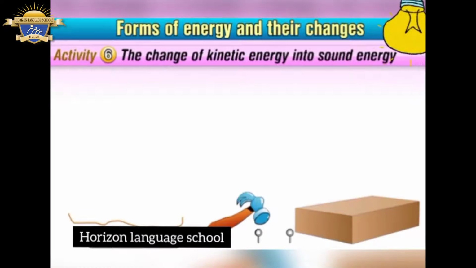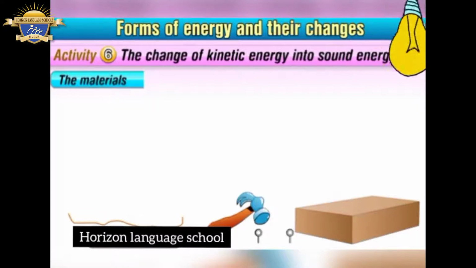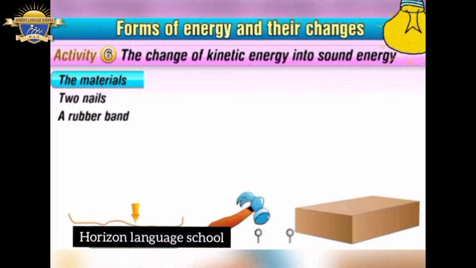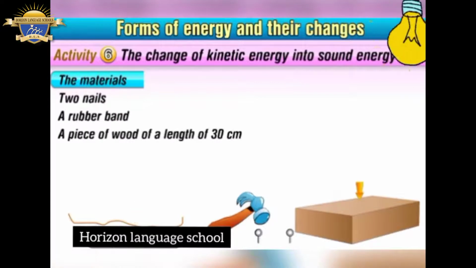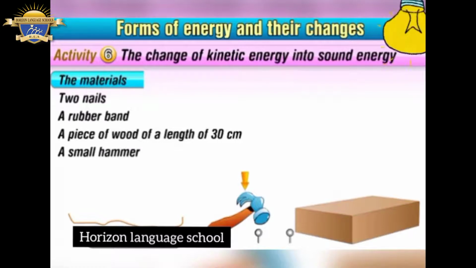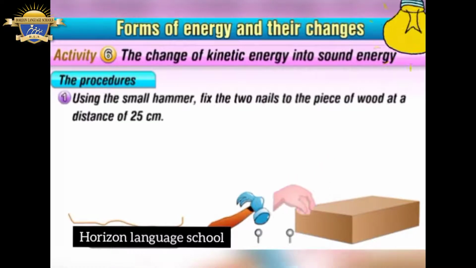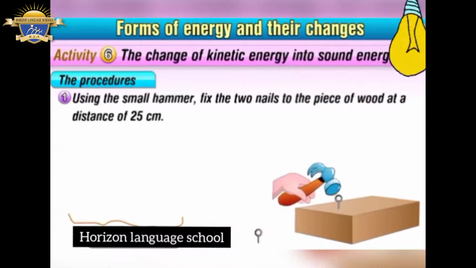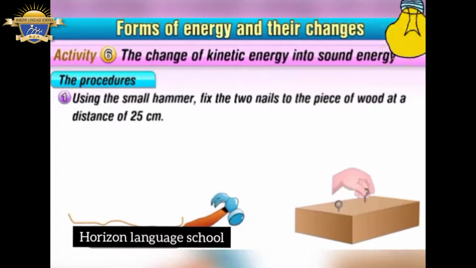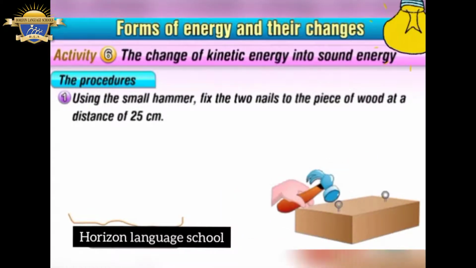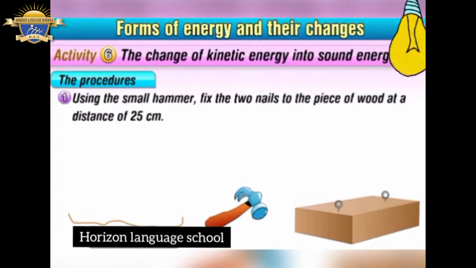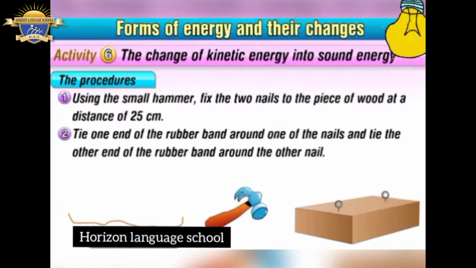Activity 1, the change of kinetic energy into sound energy. We need two nails, a rubber band, a piece of wood of a length of 30 centimeters, and a small hammer. Steps. Using the small hammer, fix the two nails to the piece of wood at a distance of 25 centimeters, as you see.